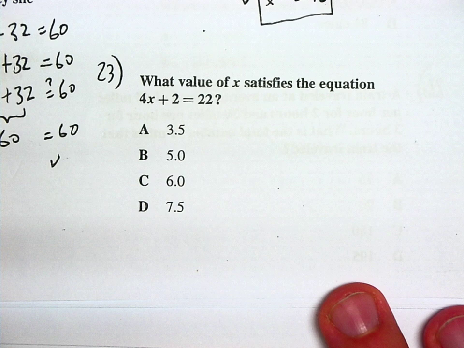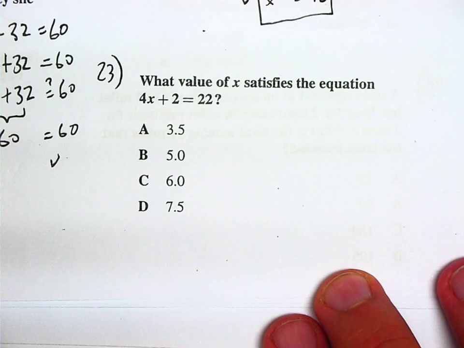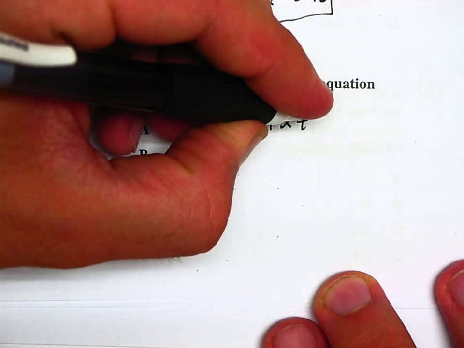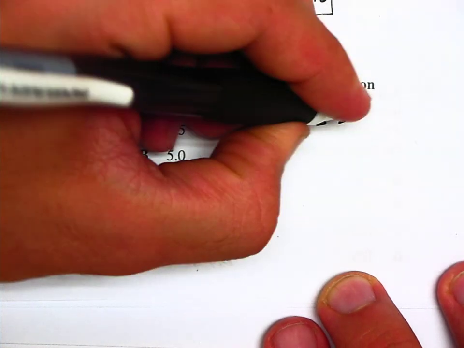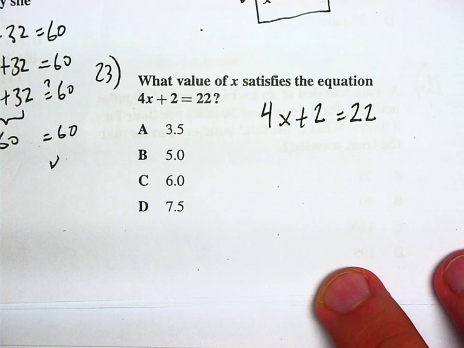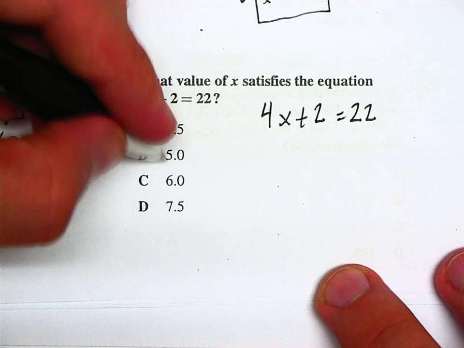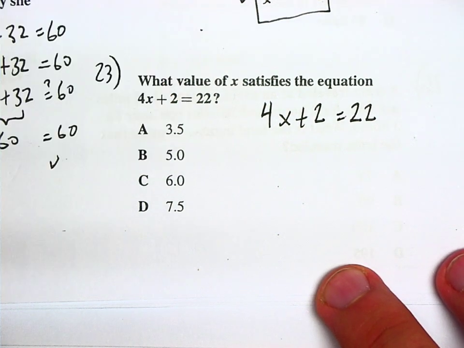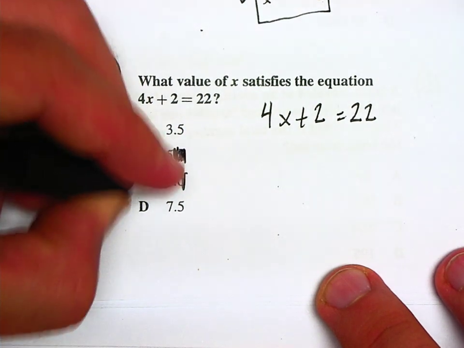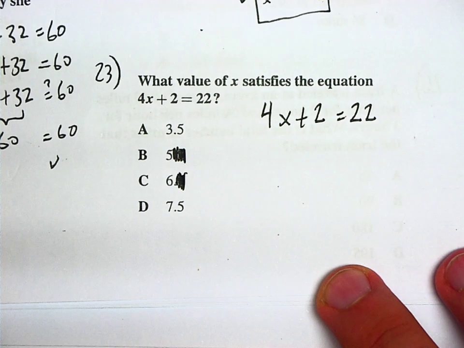Moving on, number 23. What value of x satisfies the equation? Again, I could solve it, or I could check through substitution. How about this time I'll check through substitution first, and then I'll make sure I show how to solve it. Some of these had decimals, 5.0, 6.0, but I'm not going to let that scare me. I know that's really just the same thing as 5. C is really the same thing as 6. And this is 3.5 and 7.5.